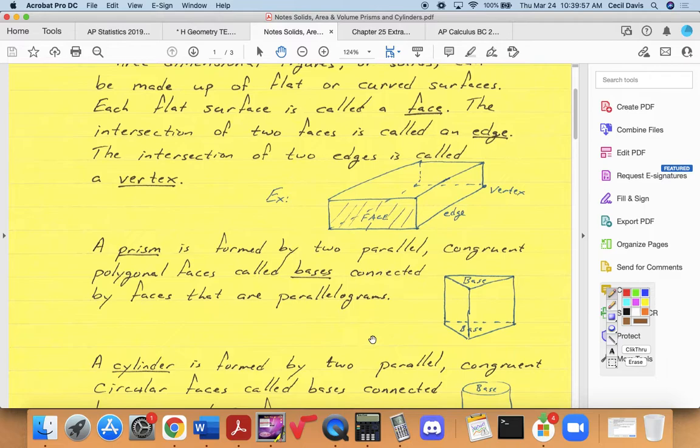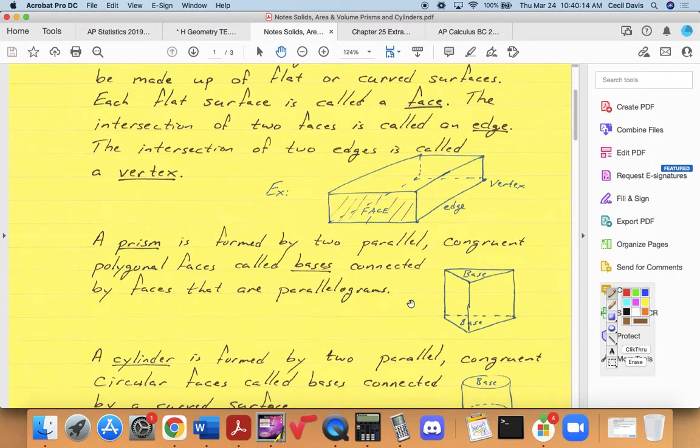So here's an example of what we will typically call a rectangular prism because the top and the bottom are rectangles. This would be a triangular prism because the top and the bottom are triangles. You always name it by whatever the bases are. So whatever is not a parallelogram is going to be the base for a prism.